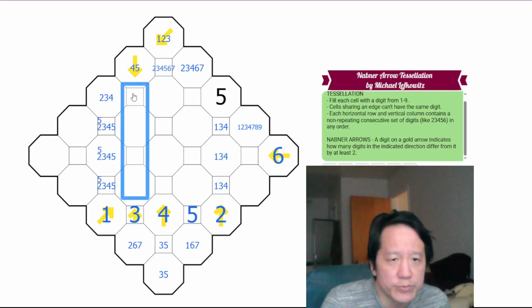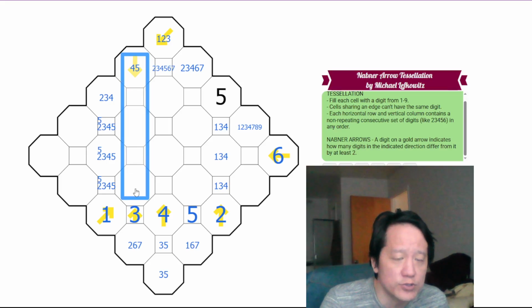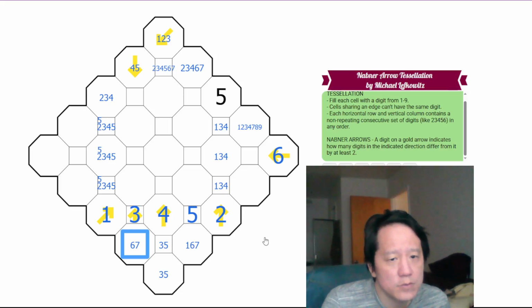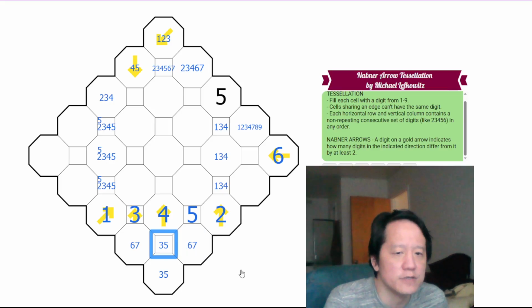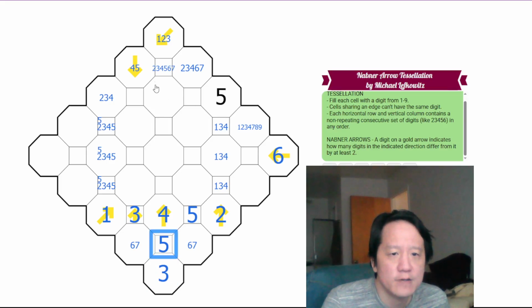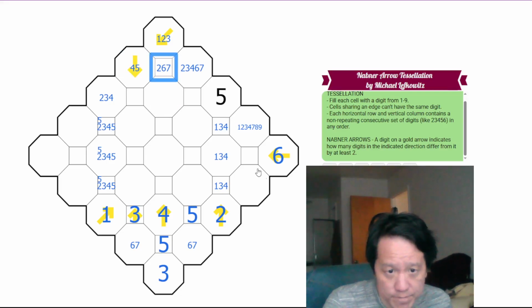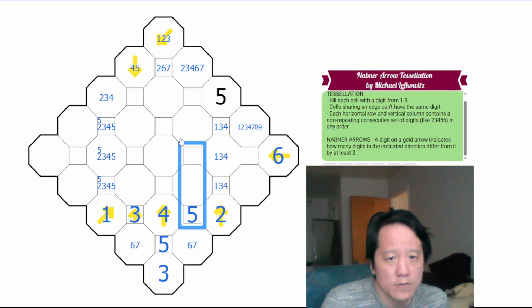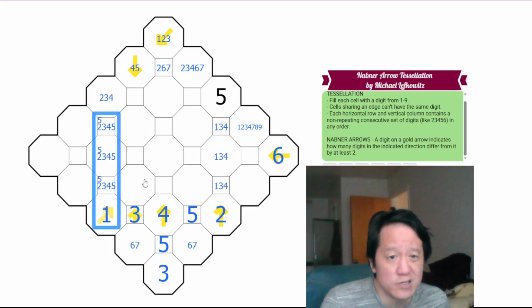This only sees 3 non-consecutive digits. So the consecutive digits here have to include 2 and 4. So this can't be 2. Therefore, this is 5, 6, and 7 here. This is 3. So no 3, 4, or 5 here. This actually still could work.